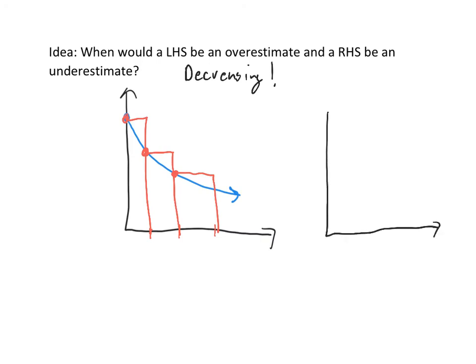Let's look at a similar curve and see what would happen if we did the rights, though. So let's say a similar curve, and now we're going to split this up into right-hand rectangles. Well, now my right-hand rectangles would not quite fill in the curve, and the result would be an underestimate. So if the function is decreasing, the left hand becomes an over, and the right hand becomes an under.